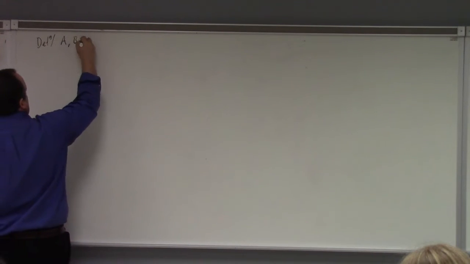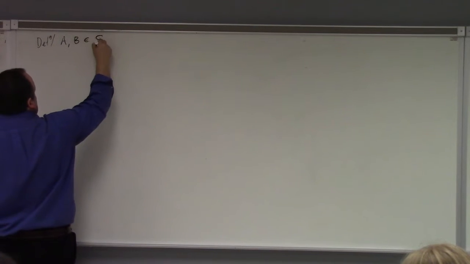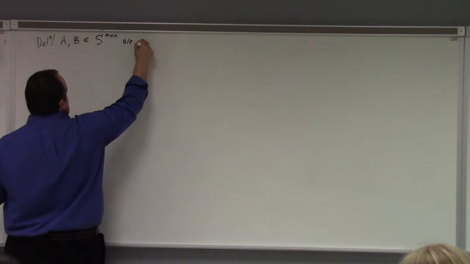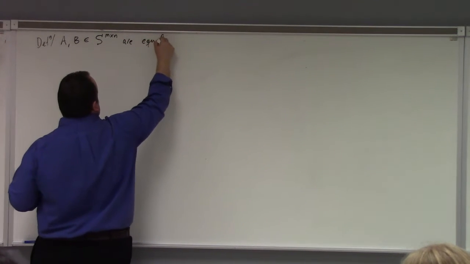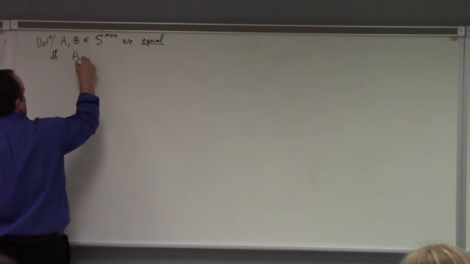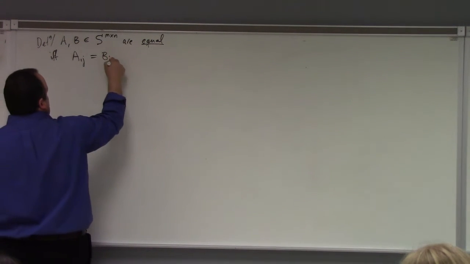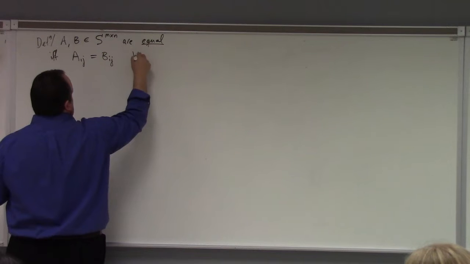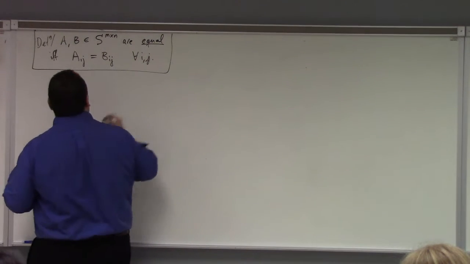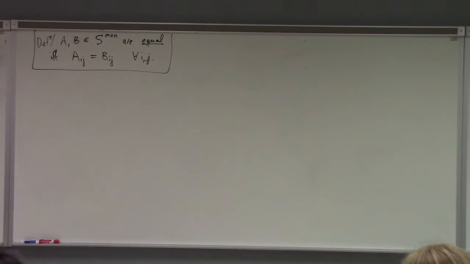A and B in S m by n are equal if and only if A_ij equals B_ij, right? For all i and j. Now, if you'll forgive me, that's a slightly ambiguous kind of "for all ij." What do I mean by that? Well, that's a shorthand, right? That's a shorthand for this, right?